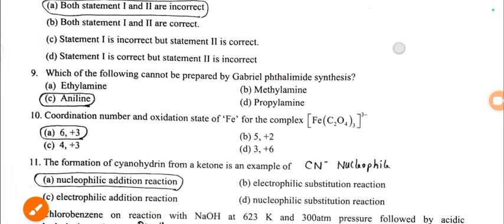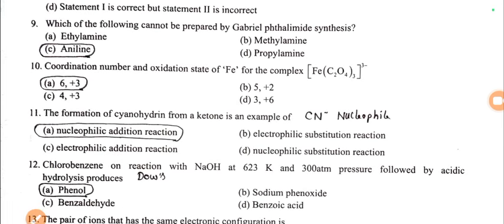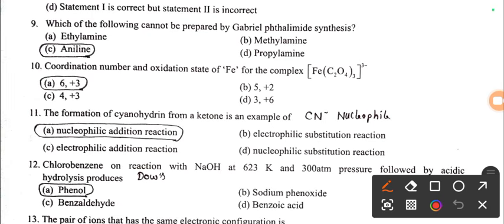Next question we have, which of the following cannot be prepared from Gabriel phthalimide synthesis? Aromatic amines cannot be prepared, so aniline cannot be prepared by this method. 10th, oxidation number of iron in this complex. The coordination number is 6 because it has three bidentate ligands, that is oxalate ion. So the coordination number is 6 and the oxidation number is 3, ferric it is.